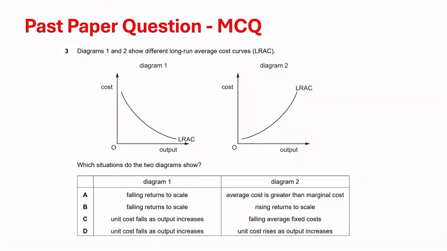Now let's take a look at another past paper question. Diagrams 1 and 2 show different long-run average cost curves. Which situations do the two diagrams show? I'm going to give you guys another minute to answer this question.